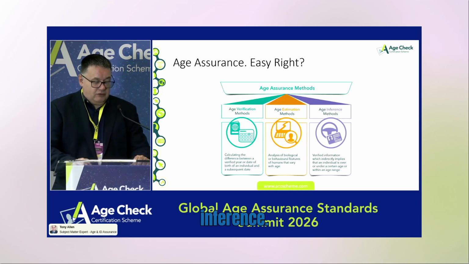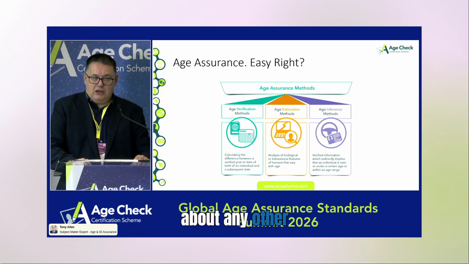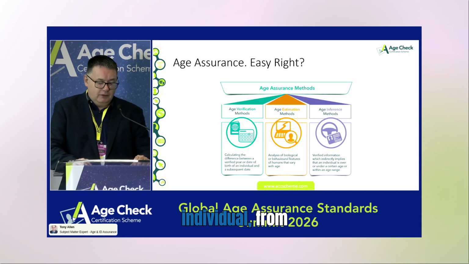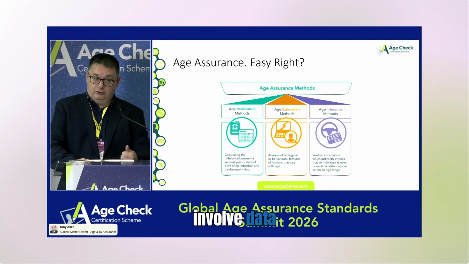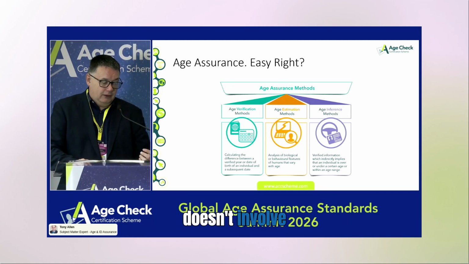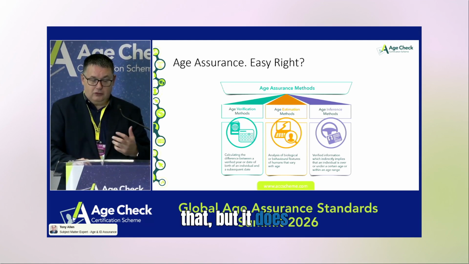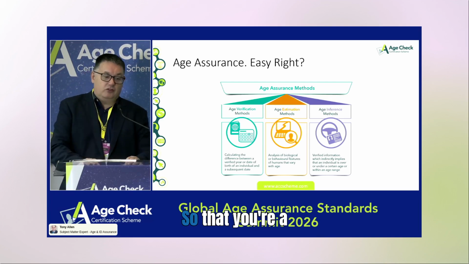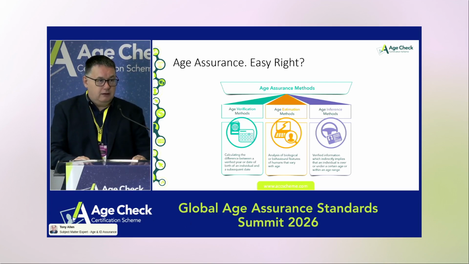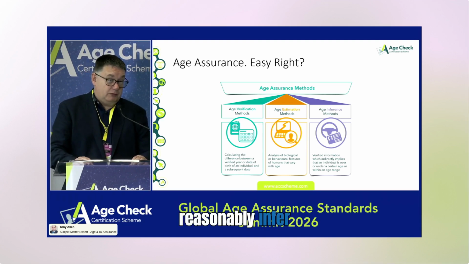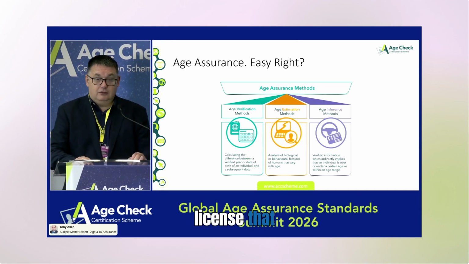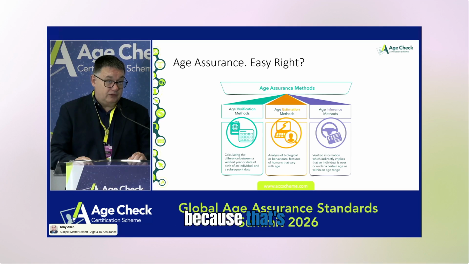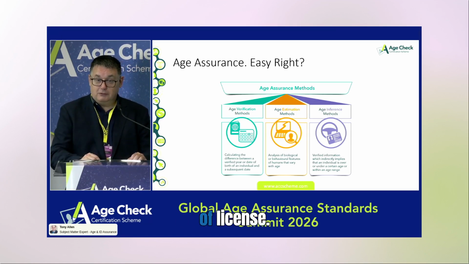And the final one is age inference. Age inference is pretty much about any other fact about an individual from which it's reasonable to draw an inference about their age. So it doesn't involve date of birth, and it doesn't involve biometrics, but it does involve facts. So that you're a licensed commercial airline pilot. You can reasonably infer from the fact that you've got a licensed commercial airline pilot's license that you're likely to be over 21, because that's the minimum age for that particular type of license.